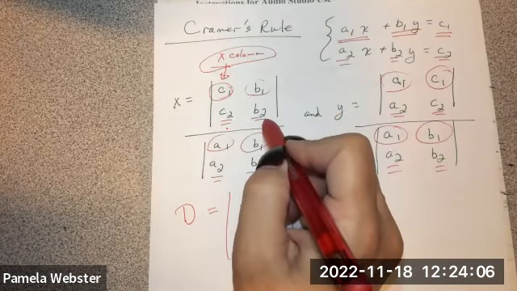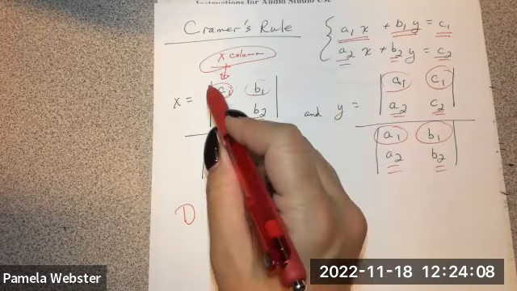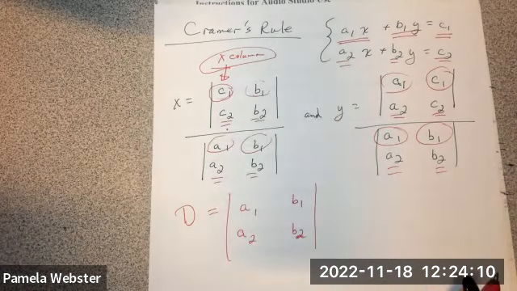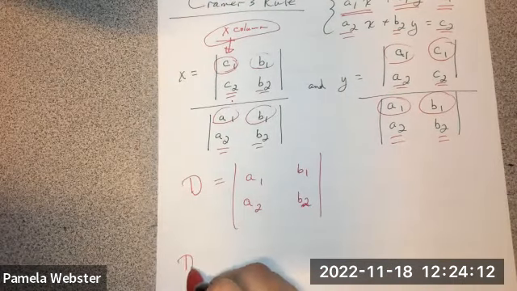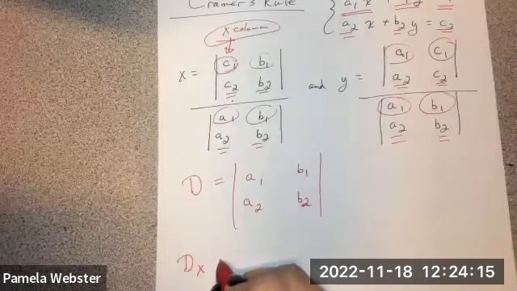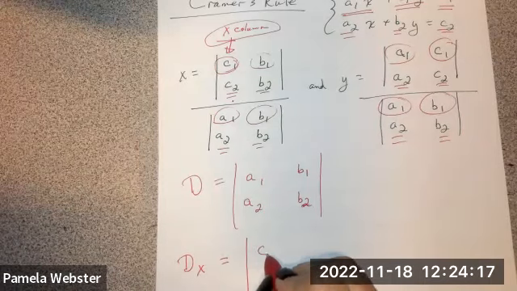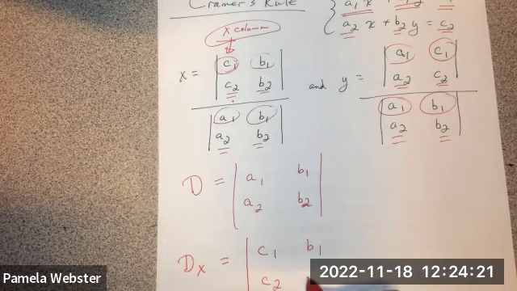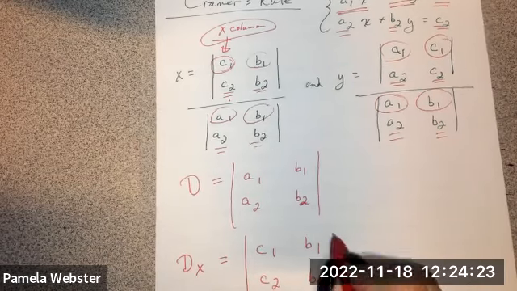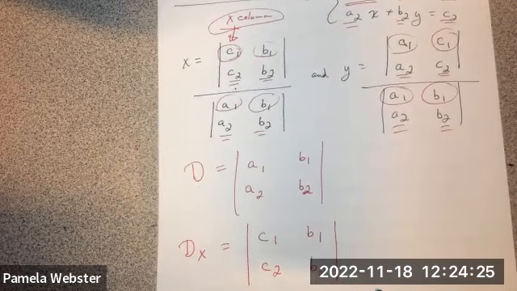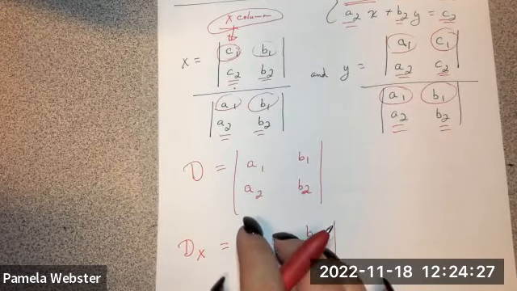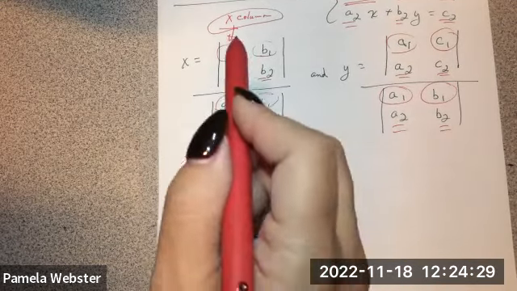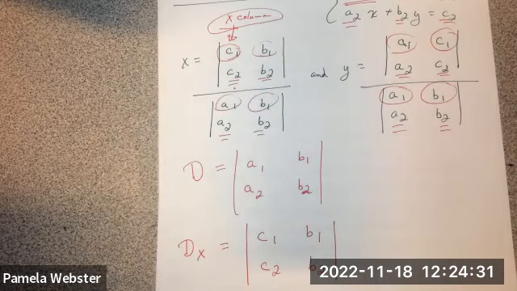I still keep the B guy here, just like before, but I put in the answers. So I have something that's called the determinant for the x's. And it looks like C1 and B1 and C2 and B2, okay? And what that's telling me is this is the determinant I'm going to use on the top here. And I'm going to figure this guy out, okay?